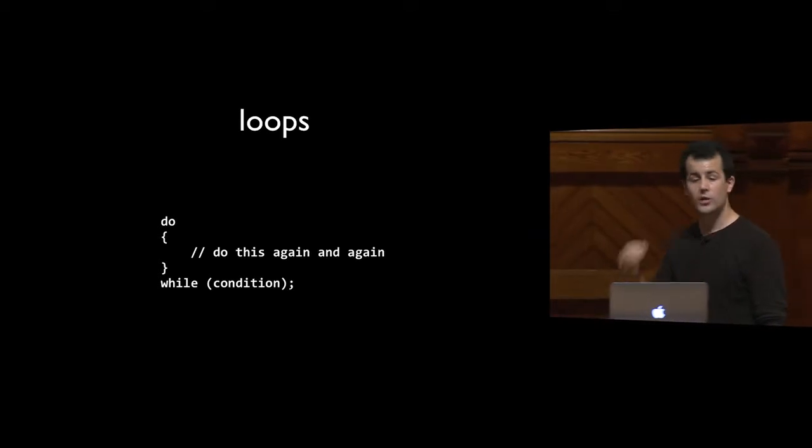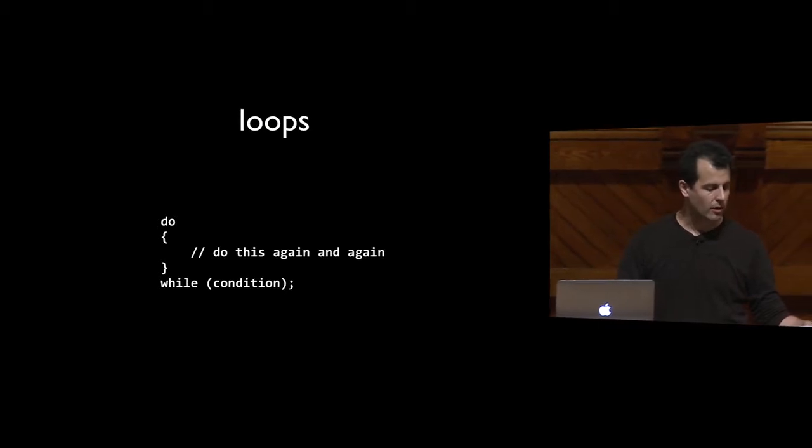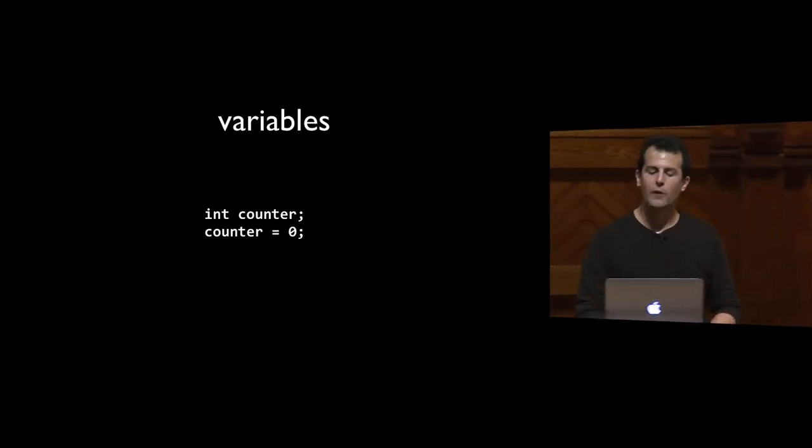But a while loop, by contrast, will check its condition first. And that's it for loops in C. Do while, and for loops. And again, they map pretty nicely back to Scratch, except this one doesn't quite have the same analog in Scratch. Well, how about now variables?